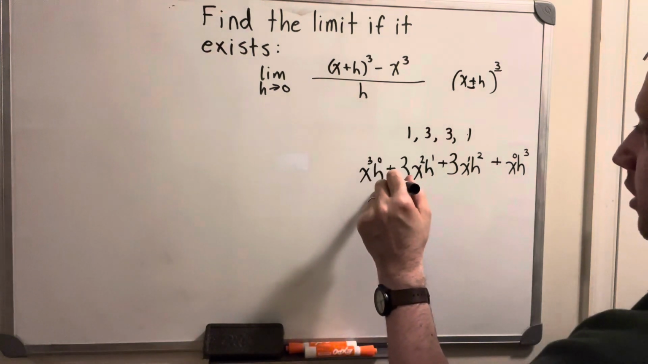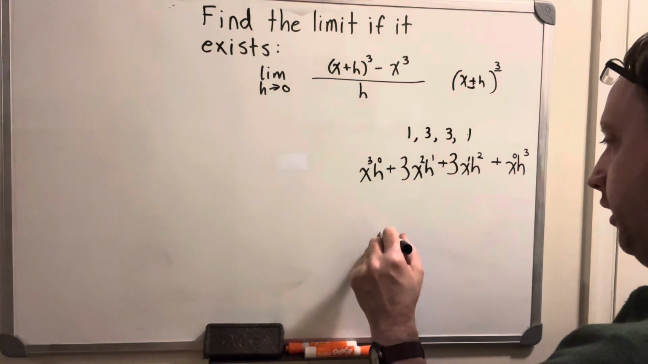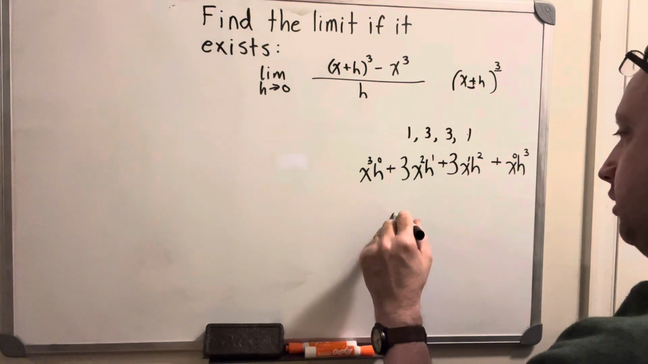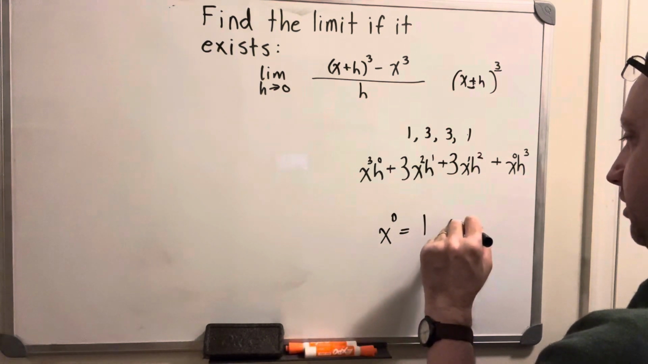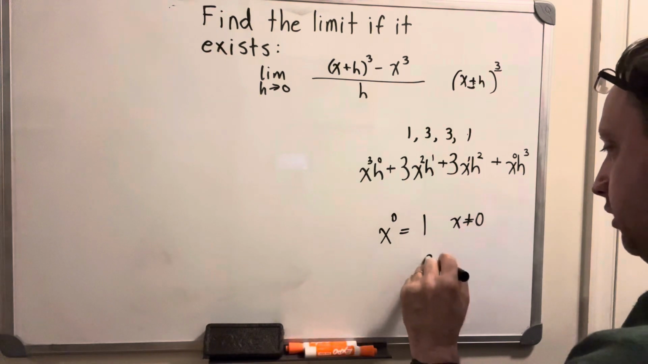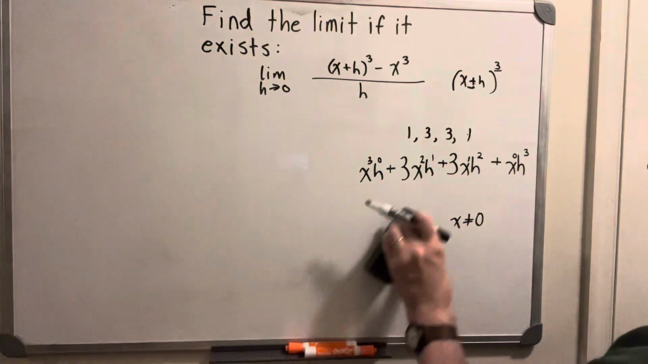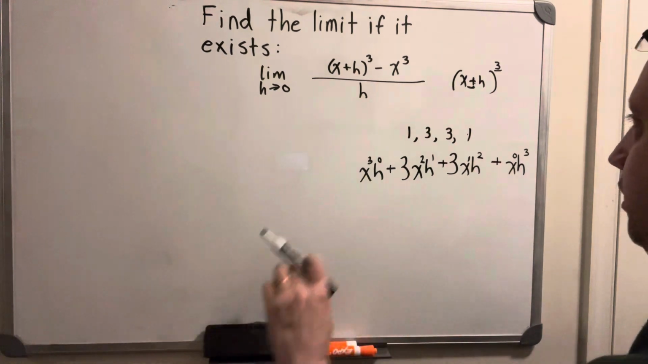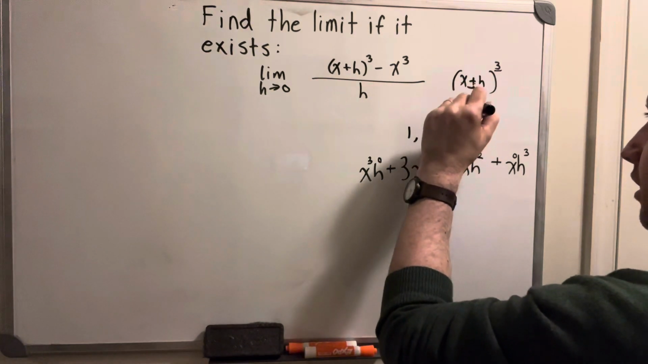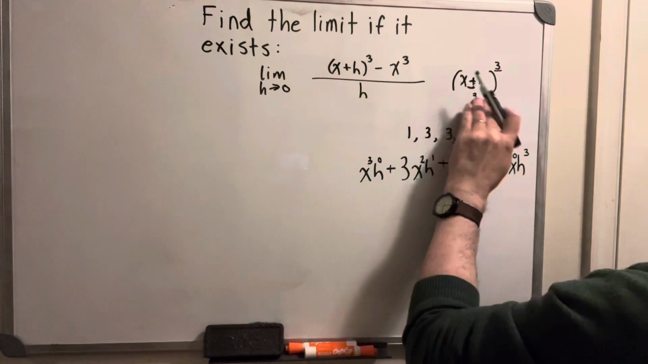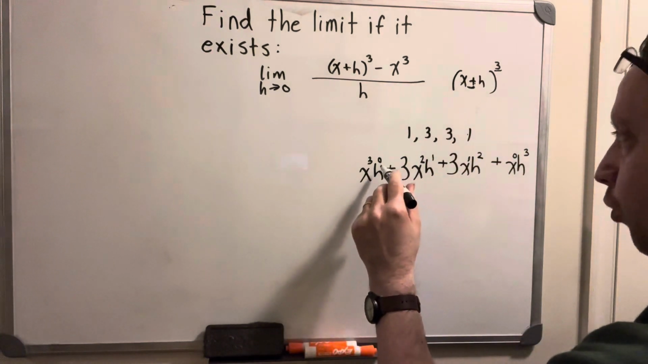And now everywhere there's something to the 0th power, it's equal to 1. You know, x to the 0th equals 1 for all x not equal to 0, because 0 to the 0th power is undefined. But fortunately, we don't have any 0 values in here. If we did, it would be simply x to the third. So I can rewrite h to the 0th as 1, or just not write it.